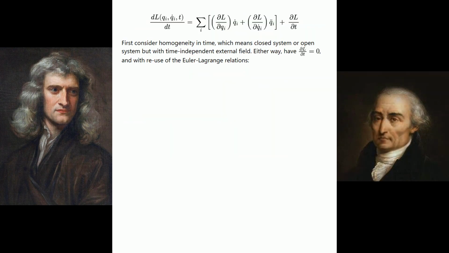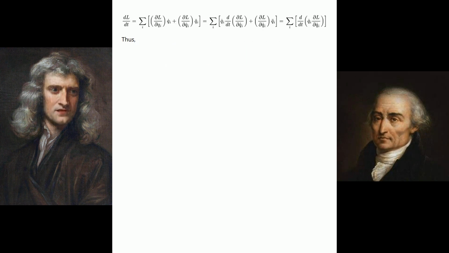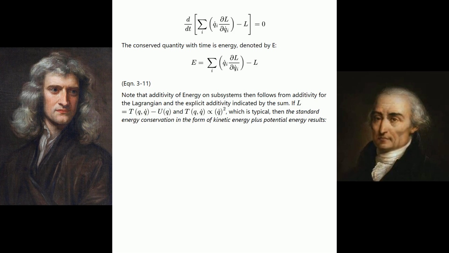See the next equation. First, consider homogeneity in time, which means closed system or open system but with time-independent external field. Either way, we have the fraction with numerator partial differential L and denominator partial differential t equals 0, and with reuse of the Euler-Lagrange relations, see the equation shown. Thus, Equation 3-11. The conserved quantity with time is energy, denoted by E.